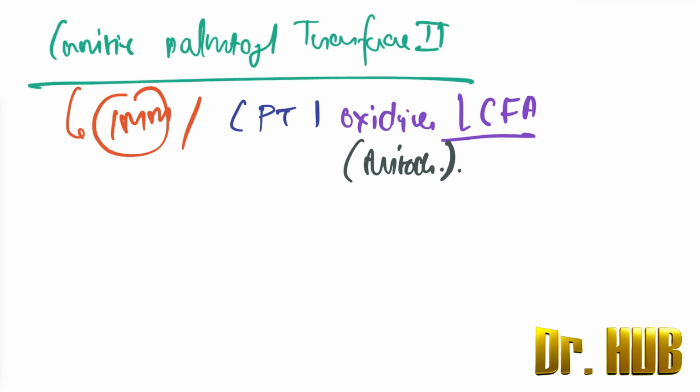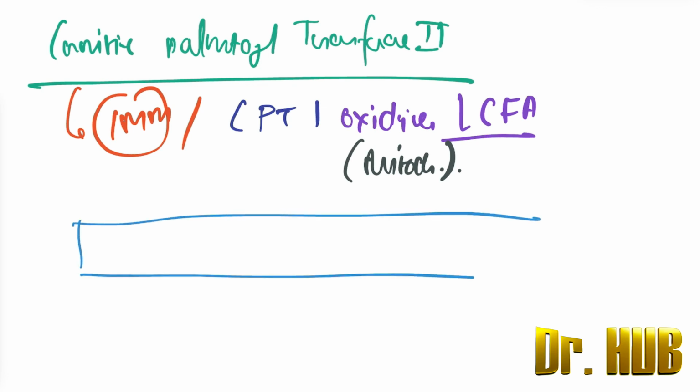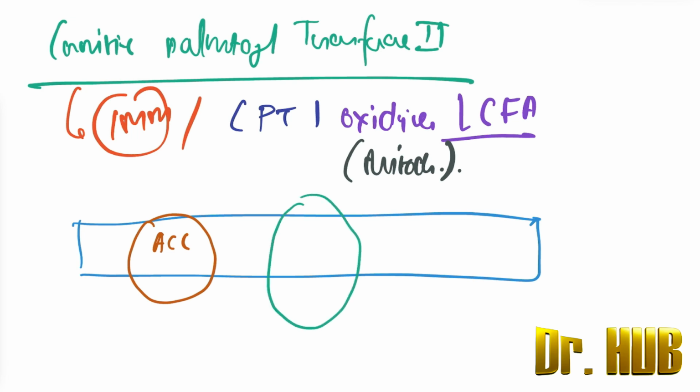So let's look at the diagram. Let's consider this as the outer membrane. There is the acyl-CoA synthase, which we are writing as ACC, and then there is also the carnitine palmitoyl transferase 1. Everything here is present in the outer mitochondrial membrane, so we are writing it as OMM.